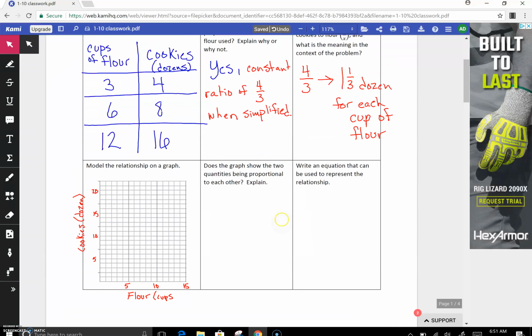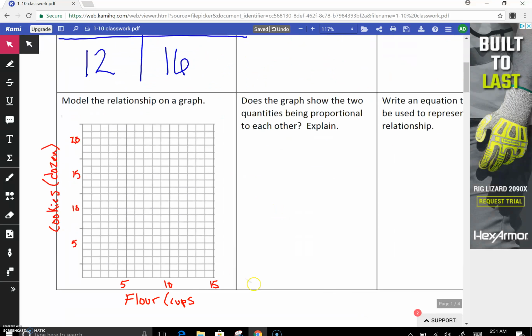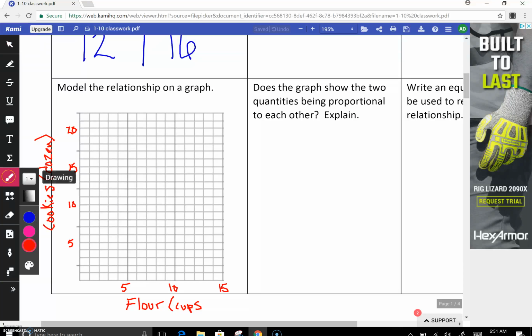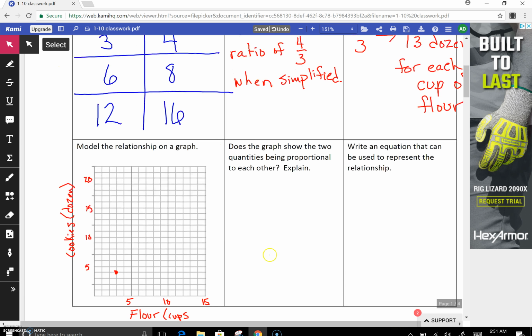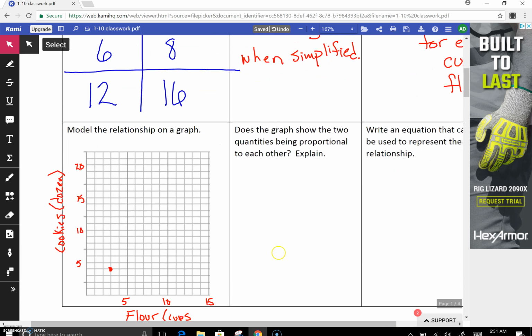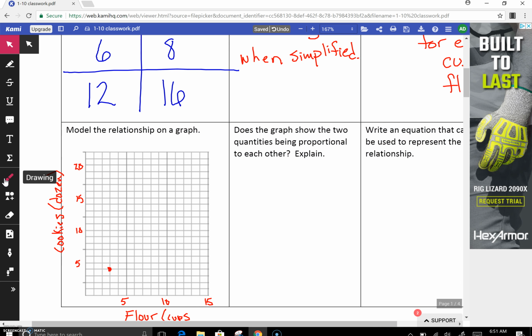So 3 cups of flour should produce 4 dozen cookies. So if I go down here and I go to 3 cups of flour, 1, 2, 3, and then I go up to 4 dozen cookies, 1, 2, 3, 4. Should have a point right there. Next in our table was 6 cups of flour to yield 8 dozen cookies. So again, on the x-axis, we're going to go to 6. We're going to go up to 8 and put another ordered pair.